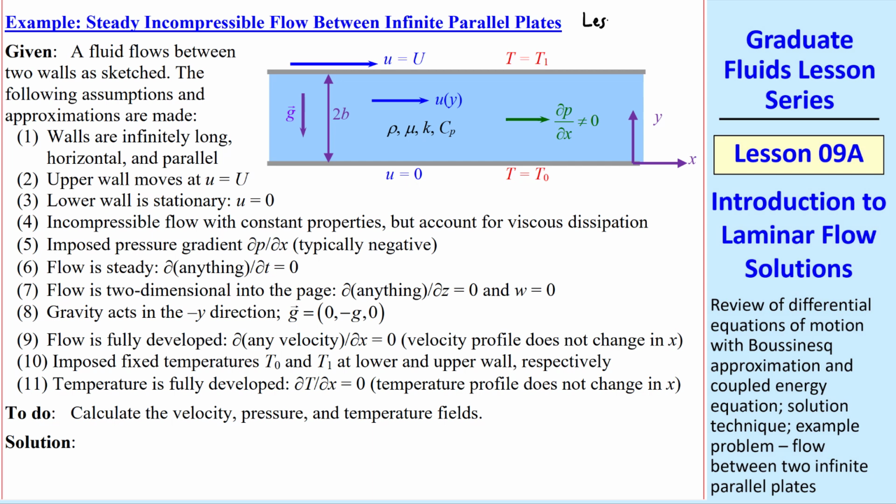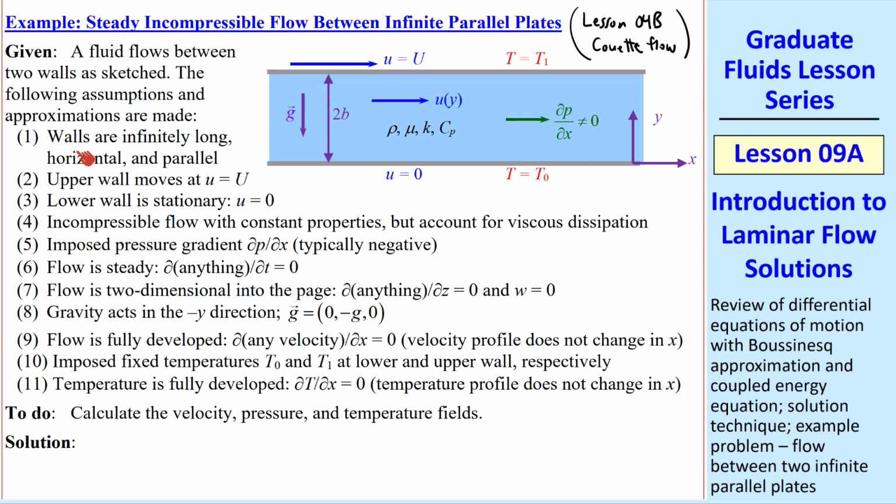I note that in lesson 4b, we solved for Couette flow, which is a simplification of this problem. Here we allow pressure to change with x, but the geometry is the same as that of Couette flow, namely a top plate that's moving, a bottom plate that's stationary. Gravity acts down in the negative y direction. These fluid properties are considered constant, but we impose a pressure gradient, del P del x.